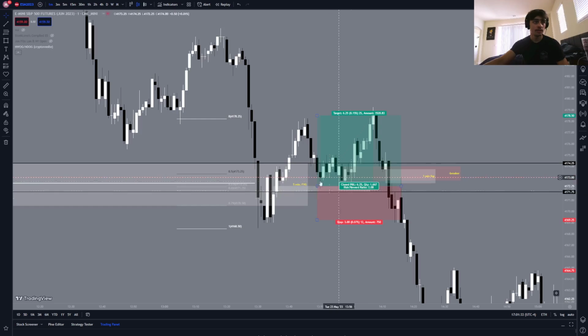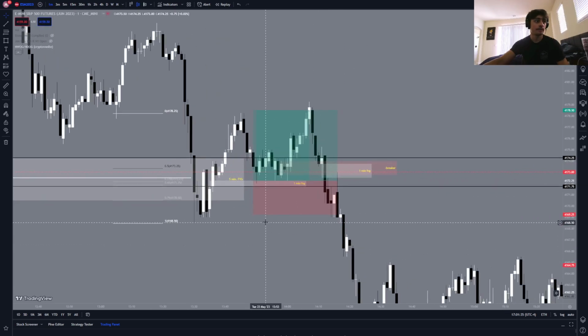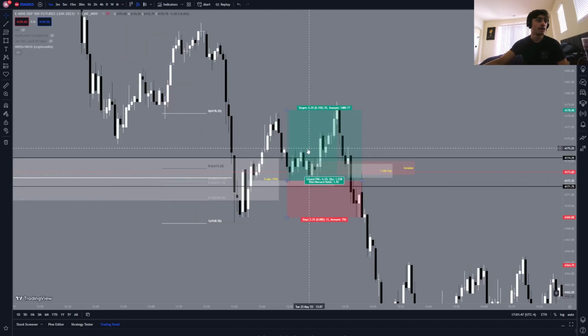So that's a really good risk to reward there. Put my stops pretty much right at these lows. So 3.25 stop, targeting 6.5 or 6.25 points, something like that. Almost a 2 to 1 risk to reward, which is pretty solid.